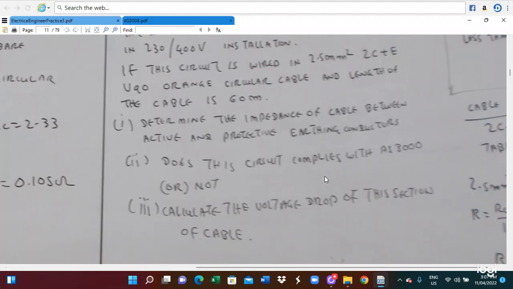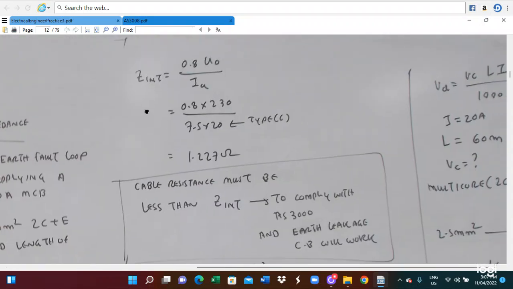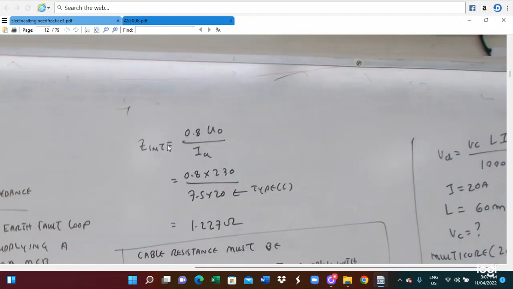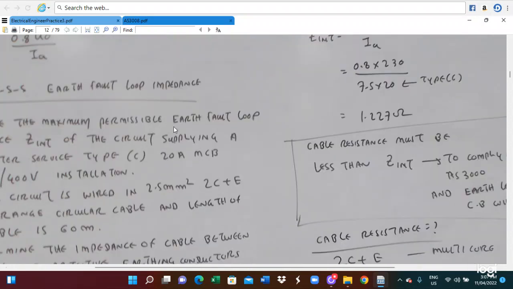Calculate the voltage drop of this section of the cable. So those have to be calculated. Firstly we have to calculate ZIND equals 0.8 U0 by IE. In this case, U0 is the phase voltage 230 volt, and IE is, as this is a type C circuit breaker, 7.5 times the fault current. In this case, 20 ampere.